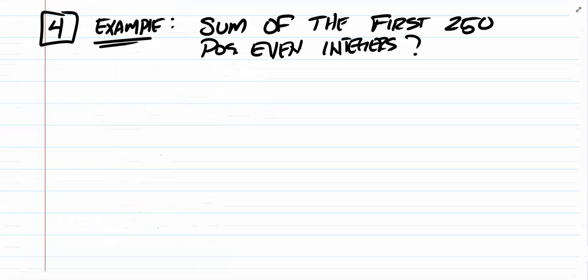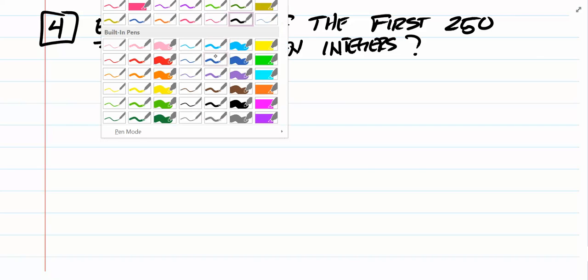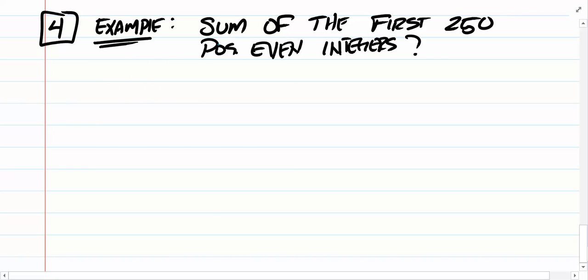If I want to take the first 250 positive even integers and add that up, how much is that worth? Plug in the equation, right? So let's actually write this out. So what will be the very first term of this series? 2, absolutely. What's the next one? 4, good, yeah. What's the next one? 6, right? So here we go.